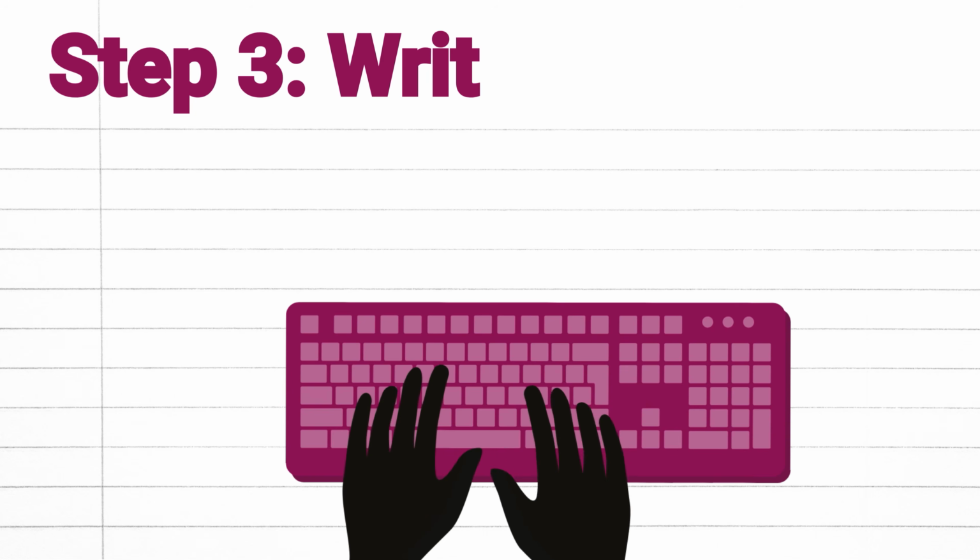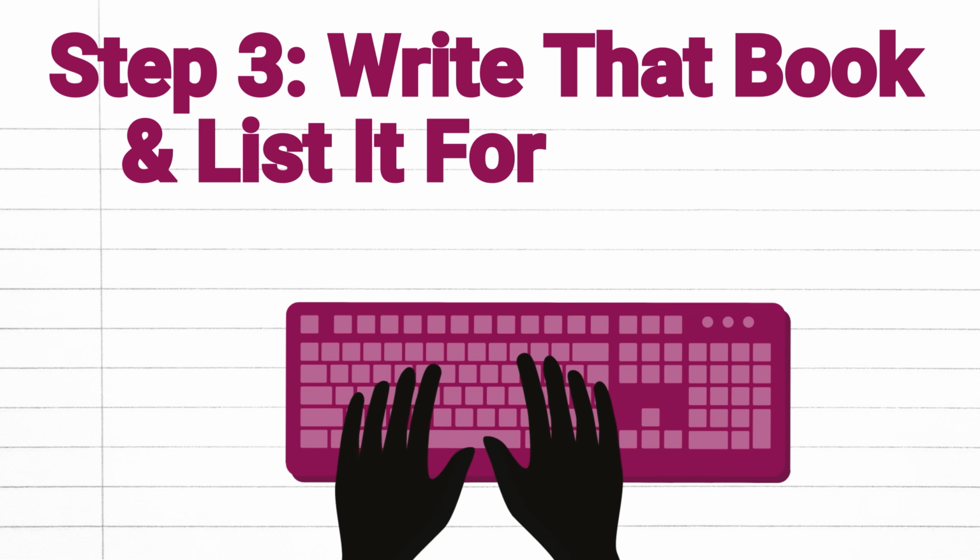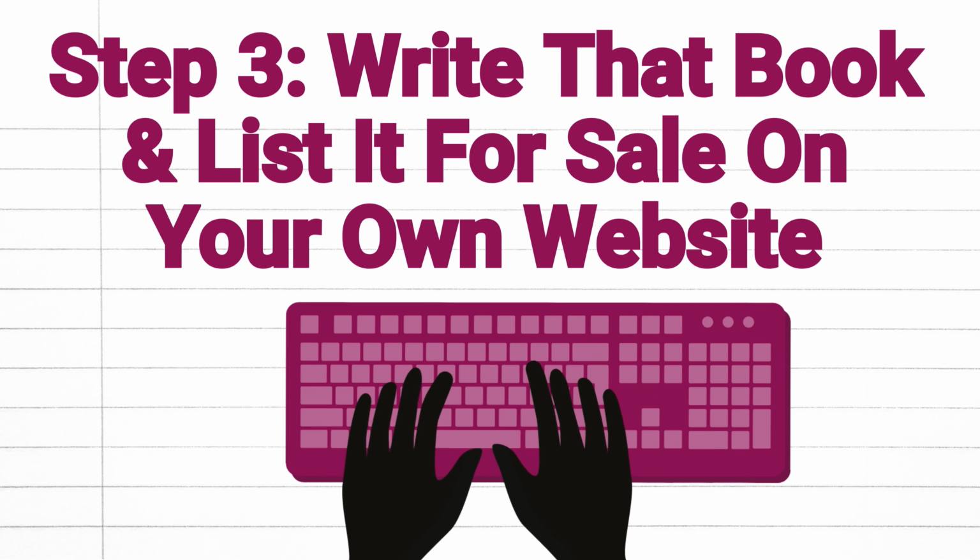And step number 3, write that children's book and list it for sale on your own website. Once you've listed it for sale, now you just send an email blast out to your list and let them know, hey, the book is available, it's here, you can purchase it for 25% off with that discount code that I sent you. So I'm going to respond back to the people who voted for it first, who have that discount code first, and let them know they can get it.